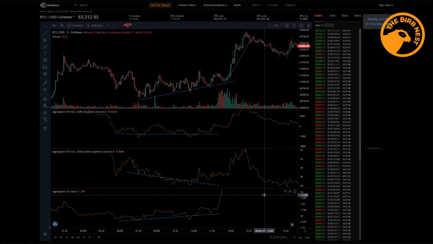This is on a low time frame chart. It's on the 5 minute, so it's only a shorter term move. But you could also try to look for these patterns on higher time frames.